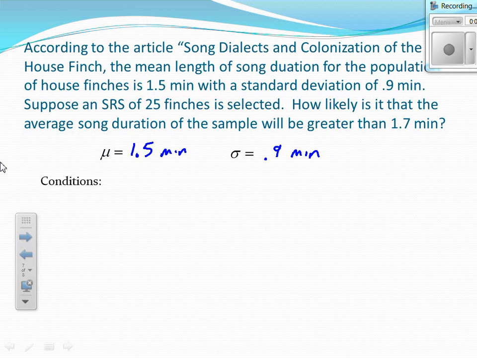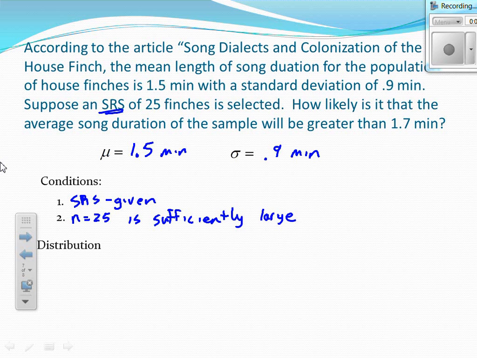Before we move forward, let's make sure that our conditions are met. One, we do see SRS. That's given. The other that we're looking for is, does it mention a normal distribution? It doesn't, but n equals 25. Not quite to that 30, but we're just going to say that's sufficiently large. 30 would make me feel a lot more comfortable, but 25 is going to be big enough where probably any kind of extreme observations are going to be kind of balanced out.